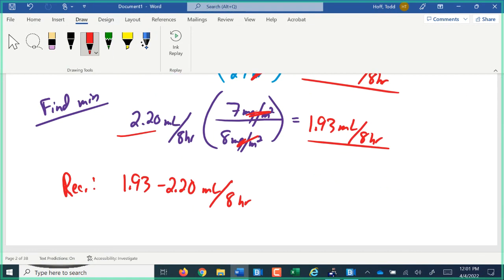The doctor's order here of 2 milliliters every 8 hours is obviously right on the money. We're right in line with that. So that's a good, safe dose. So we've confirmed that dose. We can go ahead and administer it. We don't have anything else to double check.